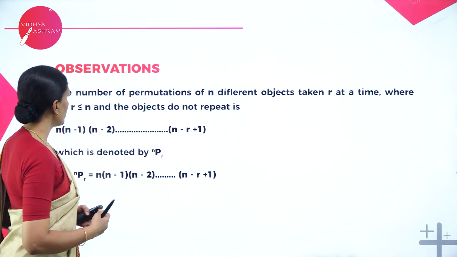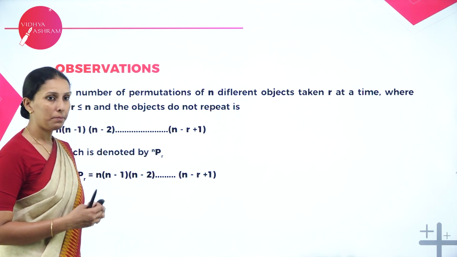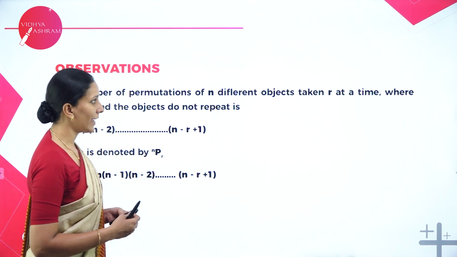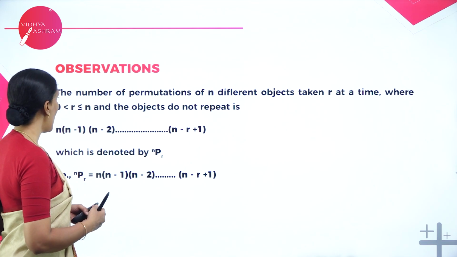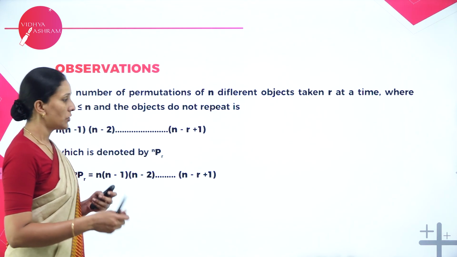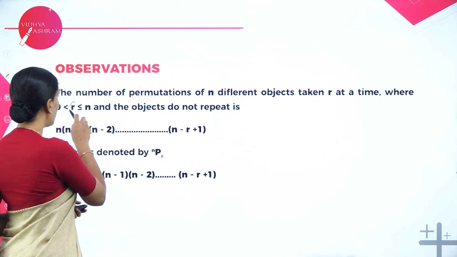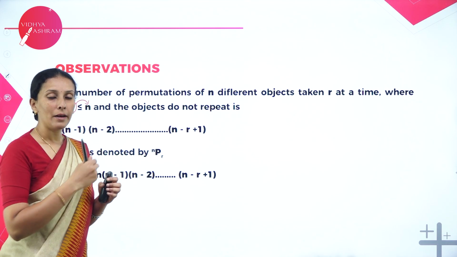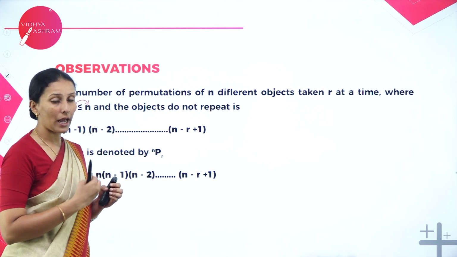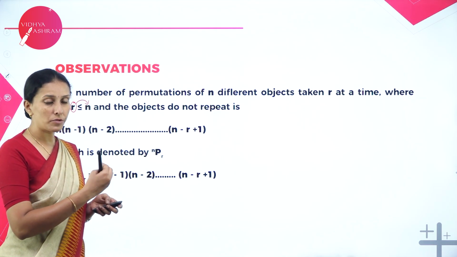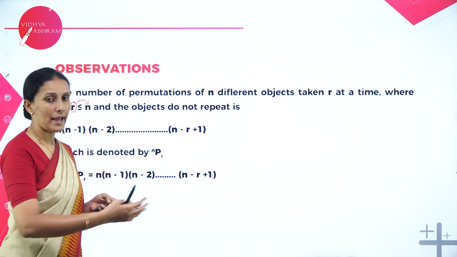What are the observations we'll see in permutation? Now the number of permutations of n different objects taken r at a time, where r is less than or equal to n and the objects do not repeat. I told you, if I have to choose r objects out of n objects, then r can be less than n or r can be equal to n, because it is nothing but the arrangement of some objects or all objects in the n objects.